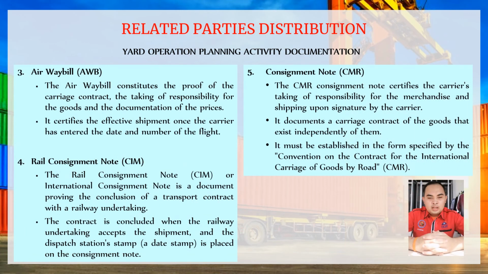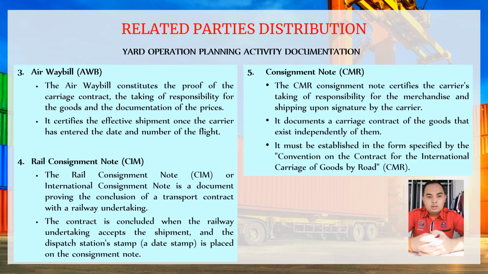Third is the airway bill. The airway bill constitutes the proof of the carrier's contract, the taking of responsibility for the goods, and the documentation for the prices. It certifies the effective shipment once the carrier has entered the date and the number of the flight.